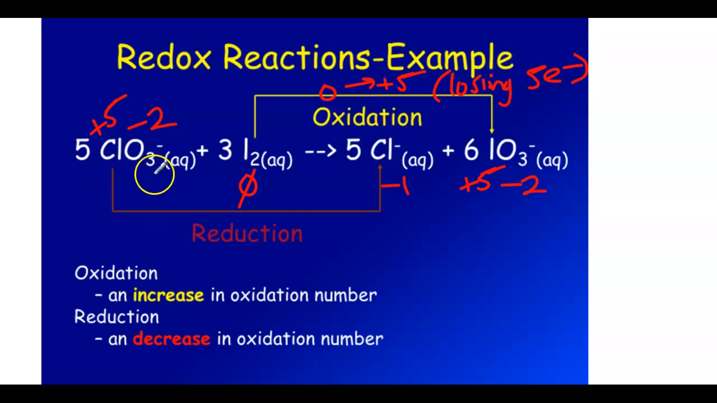Chlorine is going from +5 to -1. So in this case, each chlorine is actually gaining 6 electrons. So when you're looking at this and assigning the process, even though you have chlorine as part of chlorate, chlorine is actually the substance that is being reduced. But because it's in a polyatomic ion, clustered together, they will usually say chlorate is being reduced. However, we know it's because of the chlorine within it.